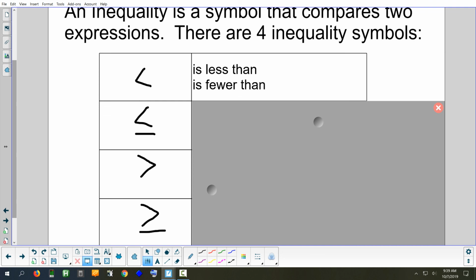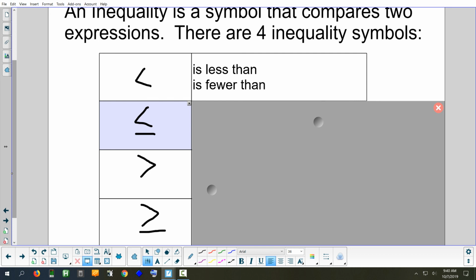So the reason I'm showing you guys that is because I'm going to give you a word problem. And it might say something like, Joe has 3 fewer books than Sarah. So you have to know, oh, fewer, I should be using a less than, or something like that. The next symbol, Maya, what's this one? Less than or equal to. Yep, less than or equal to.